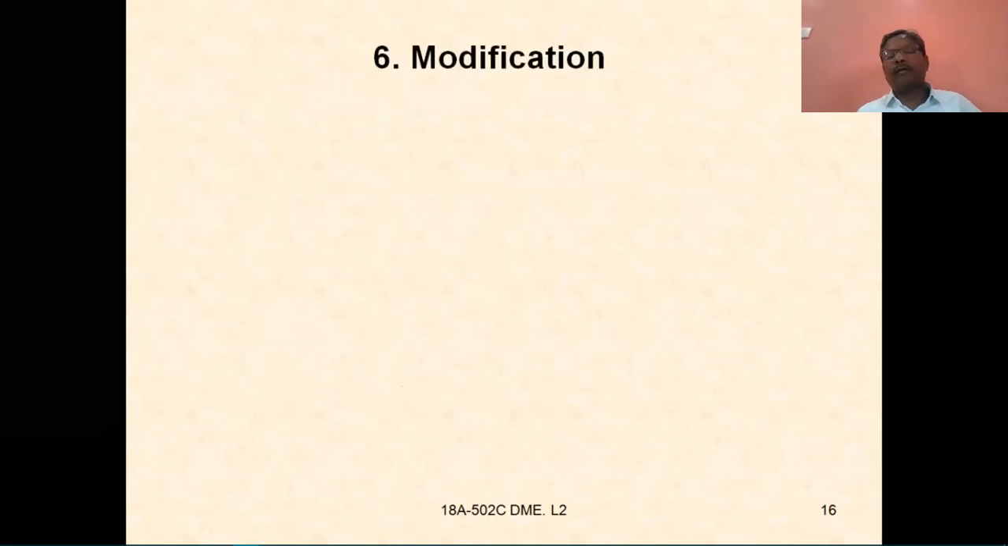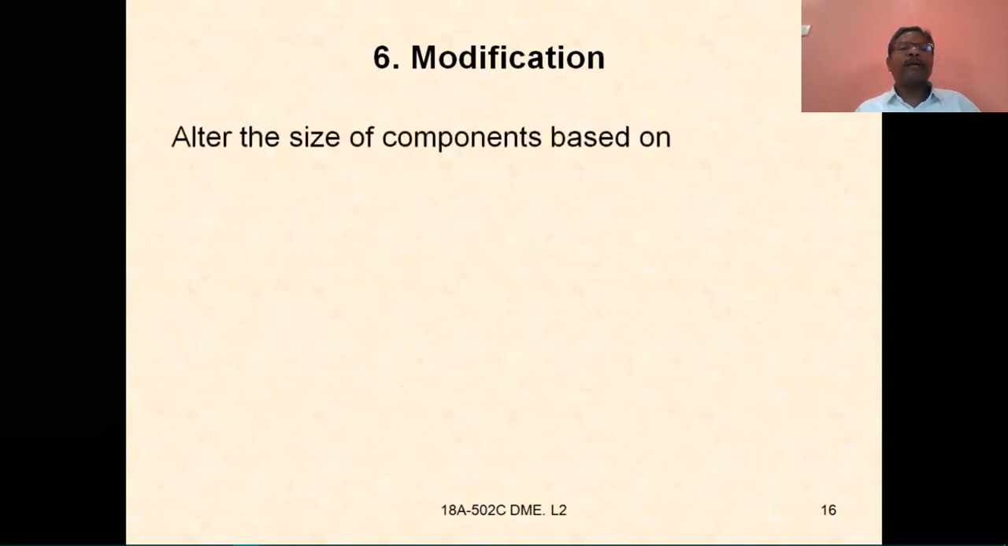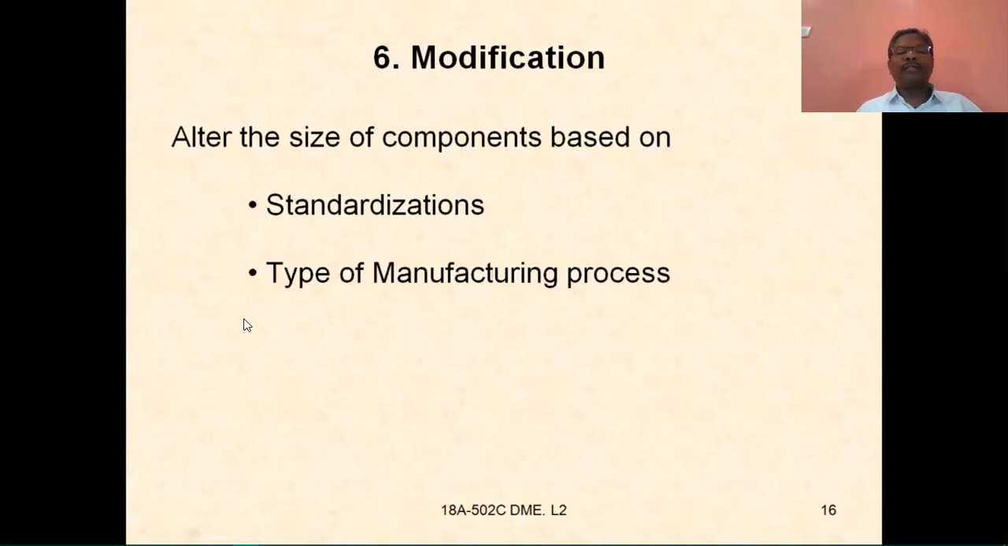And next, after getting your different sizes for each element, are the modifications. The modifications may alter the size of the components based on standardizations. Standardization is mainly used for interchangeability. That means if you standardize any element, then you can interchange or replace it whenever one element is not working. So the sizes may be changed or altered based on the standardizations and also the type of manufacturing process.